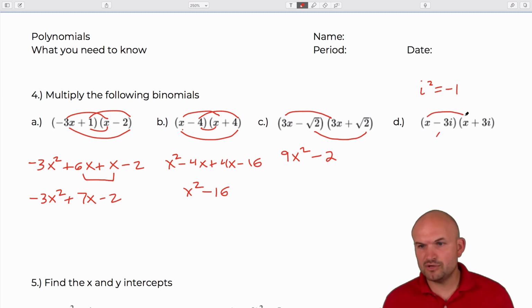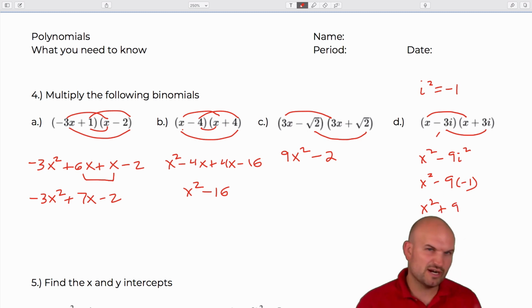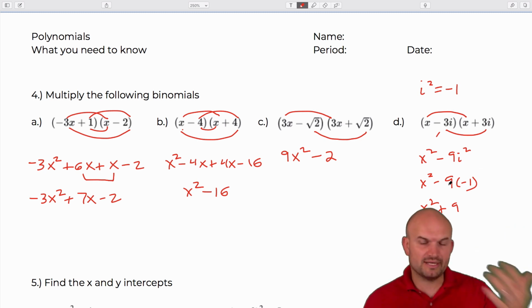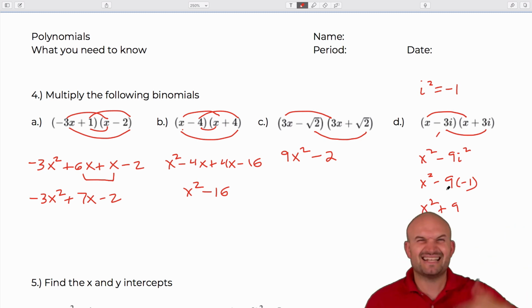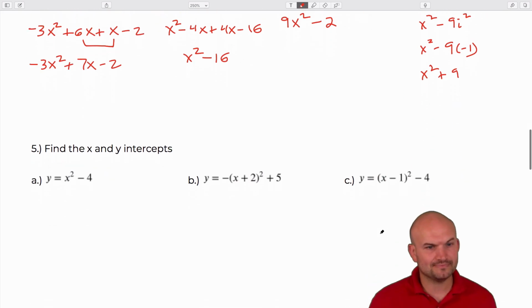So again, we're just going to multiply our first term and our last term. So x times x is x squared. Here we're going to have a negative 9 i squared. Well, remember that i squared is a negative 1. So therefore we get x squared plus 9. Okay, so that's very important. Hopefully you've already reviewed a little bit of your complex numbers, because that's something we will investigate here with our polynomials.